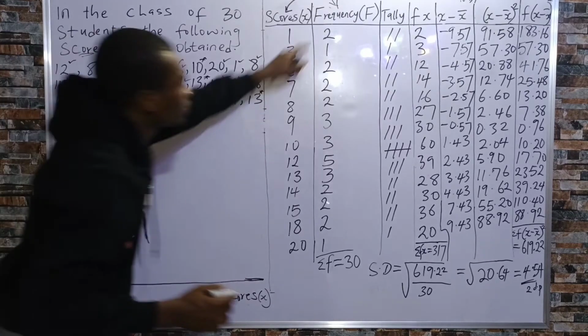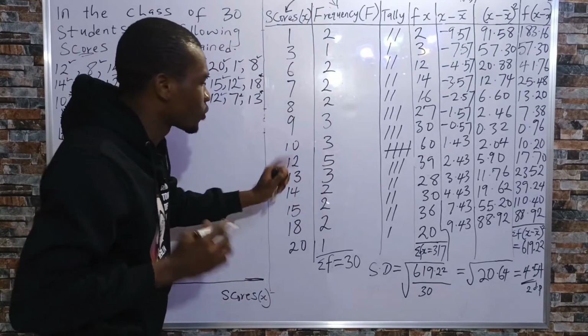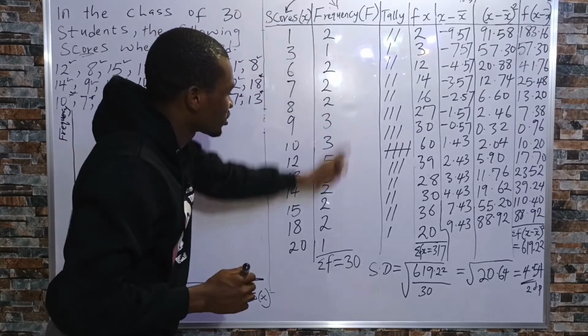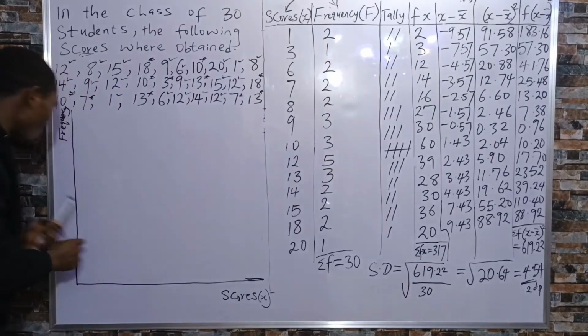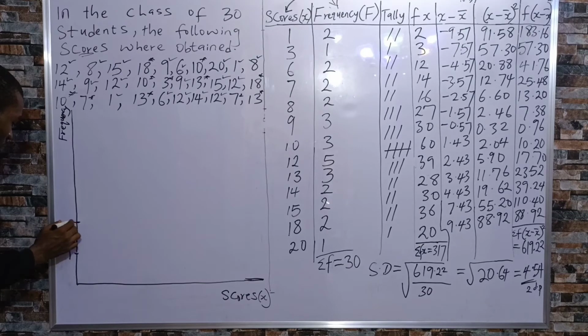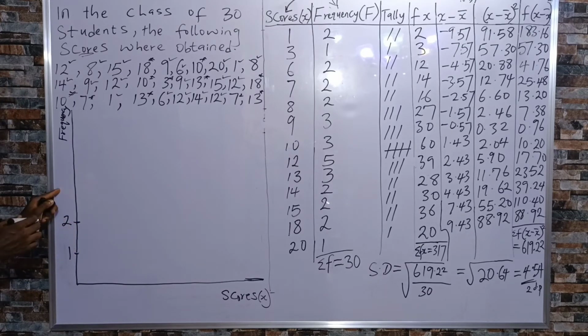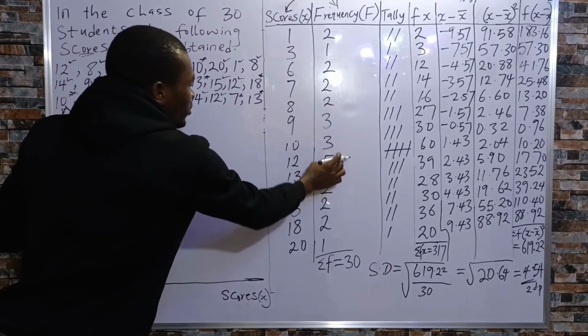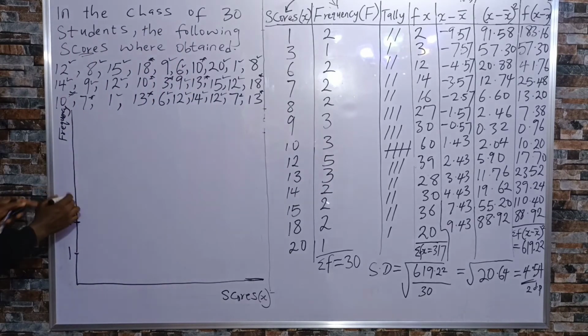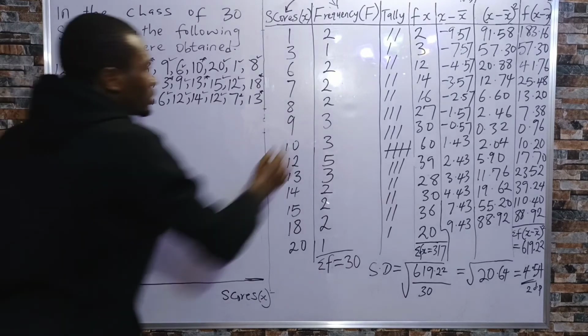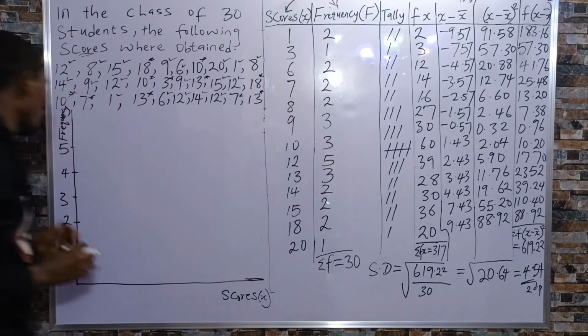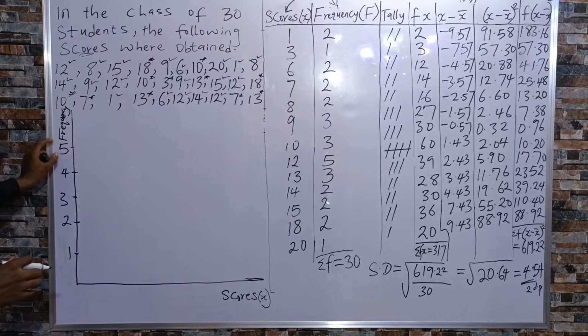So I will then come to this frequency column and check the highest frequency we have, and the highest frequency we have is 5. So after 1 unit, another 2 centimeter will be 2 units. I will keep adding it until I get to the highest frequency of 5, which we have here. So the next 2 centimeter will be 3 units, the next 2 centimeter will be 4 units, and the last 2 centimeter will be 5 units, which is the highest frequency we have here, and that is 5 units.